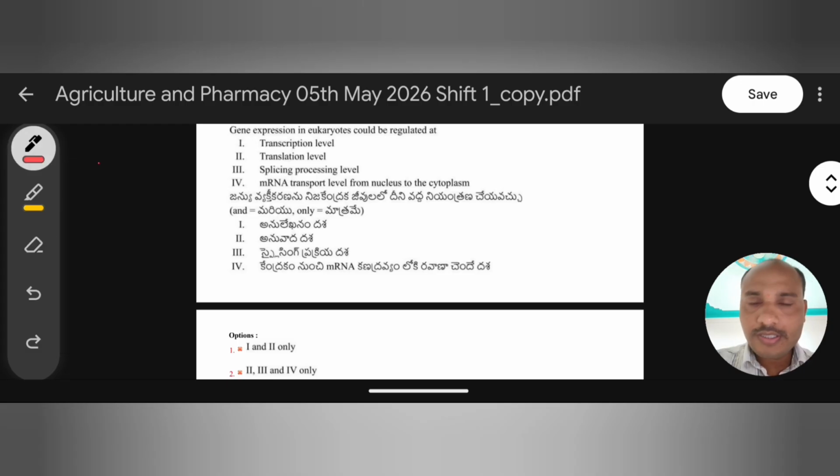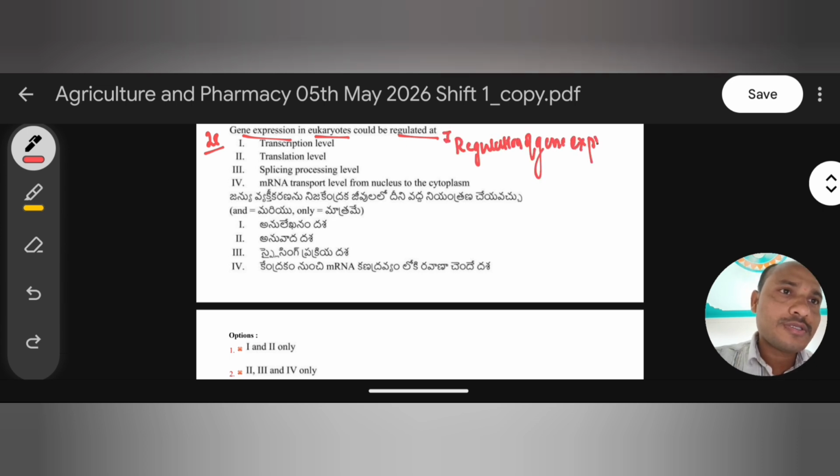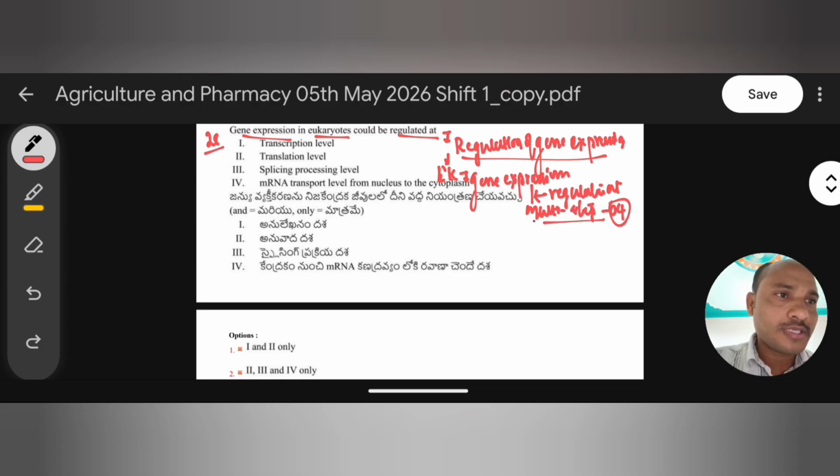Here is the 28th question: gene expression in eukaryotes could be regulated at. Generally these questions come from regulation of gene expression. In eukaryotic organisms, gene expression can be regulated at multiple processes. Generally there are four processes in which gene regulation occurs. In the first step, the transcription level, we will discuss how the gene is regulated.